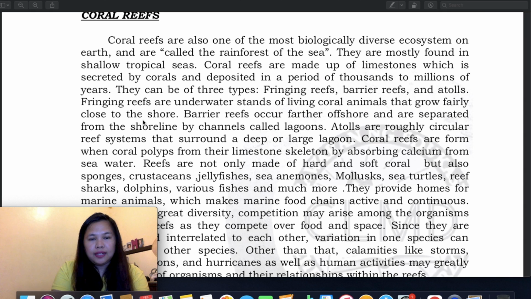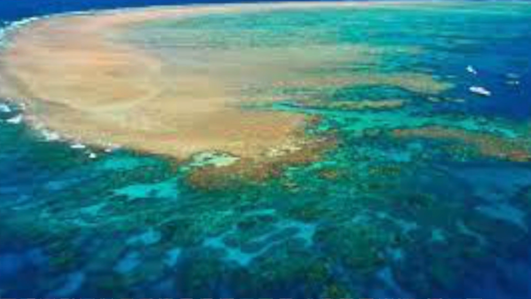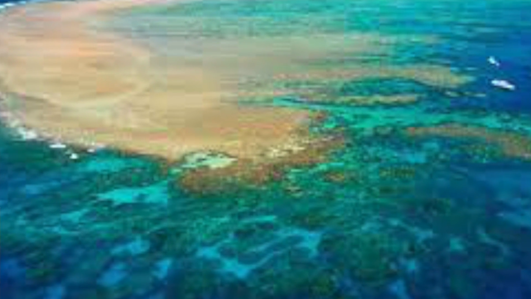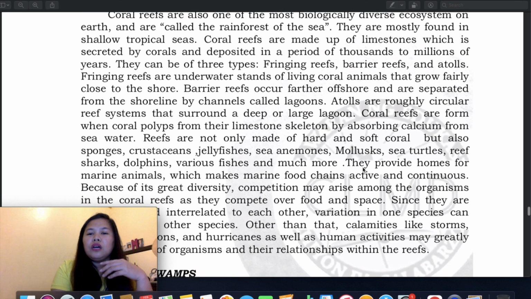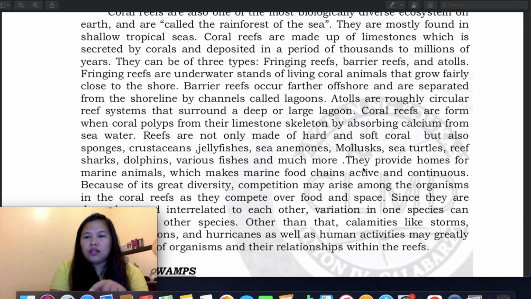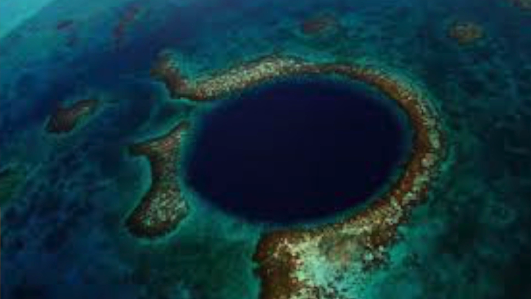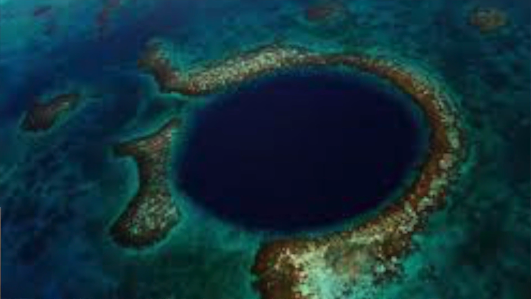Pero, it's composed siya ng mga titigas parang rocks and limestone. Okay, so the barrier reefs occur farther offshore and are separated from the shoreline by channels called lagoons. So, okay, the atolls are roughly circular reef systems that surround a deep or a large lagoon.